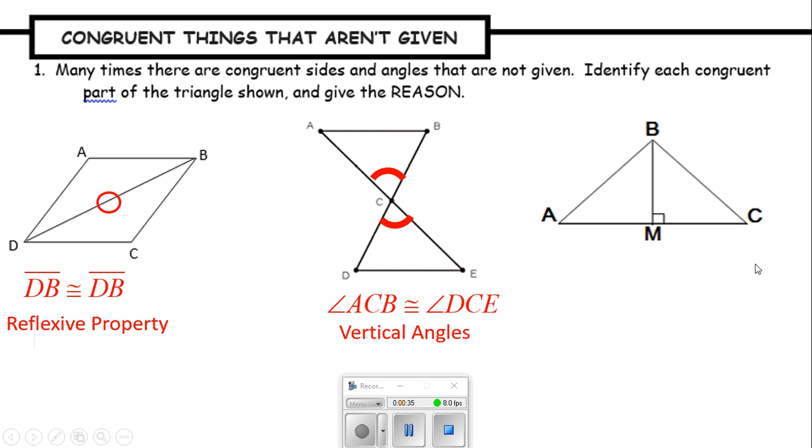In the last picture, we have two things to include. Segment MB is congruent to itself. Mark the picture and write that as a statement. The reason for that is the reflexive property, again, just like in the first picture.